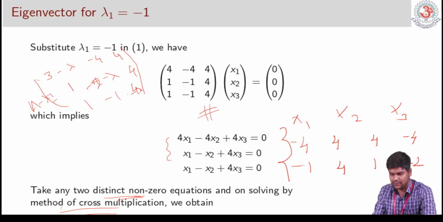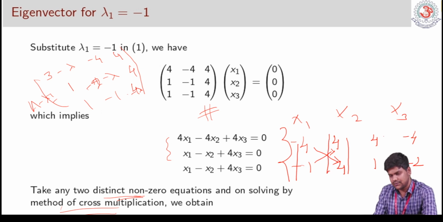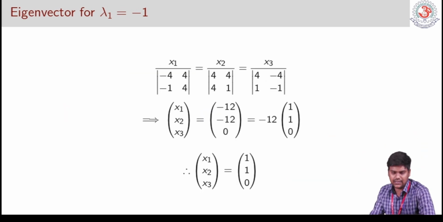So the x1 value will be the cross product of this equation. That means the determinant of this 2 cross 2 is our x1 value. The determinant of this 4 value will be our x2 value, and the determinant of this 4 value will be our x3 value. See here, we have that. So the determinant of this one is the x1 value, the determinant of this is our x2 value, and the determinant of this one is our x3 value.